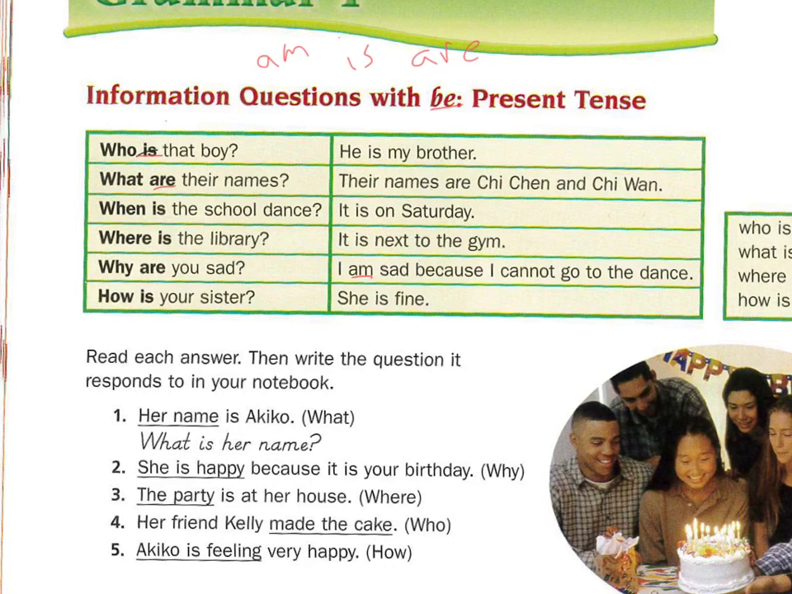Where is the library? It is next to the gym. Why are you sad? I am sad because I cannot go to the dance. How is your sister? She is fine.